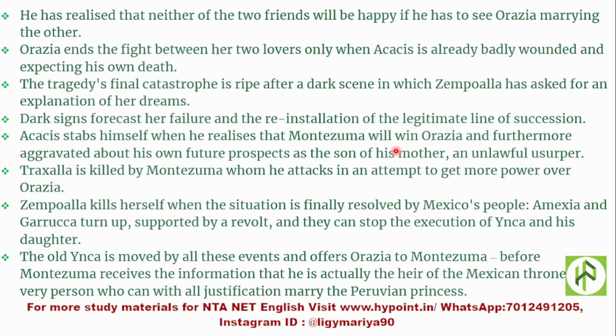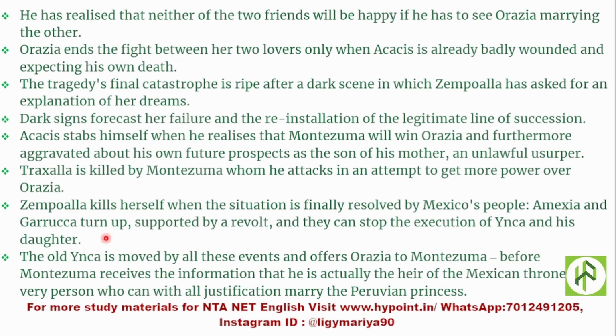Traxala is killed by Montesma. Again, this Machiavellian general was killed by Montesma, whom he attacks in an attempt to gain more power over Horacia. Okay. Then Sempola kills herself when the situation is finally resolved by Mexico's people.